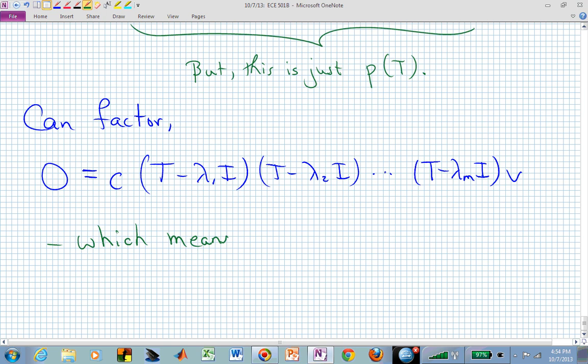But I know something is collapsing, isn't it? If this is equal to 0 in this collection of terms, this now means that if I look at T minus, let's say, lambda sub j I v, for those it maps to 0, doesn't it? At least one.